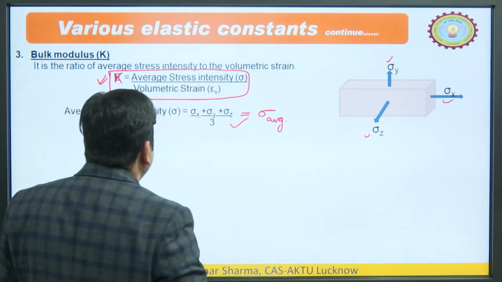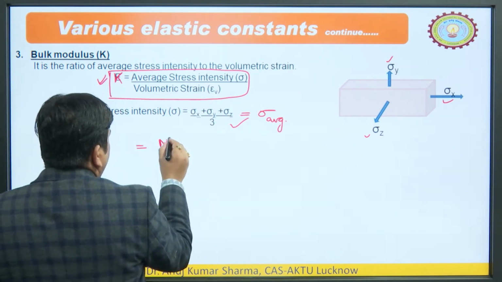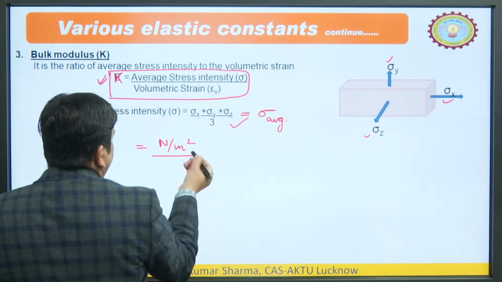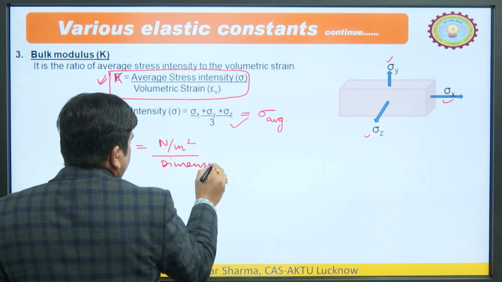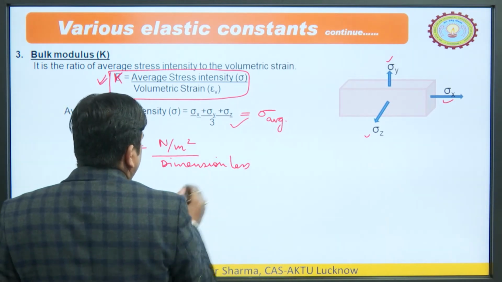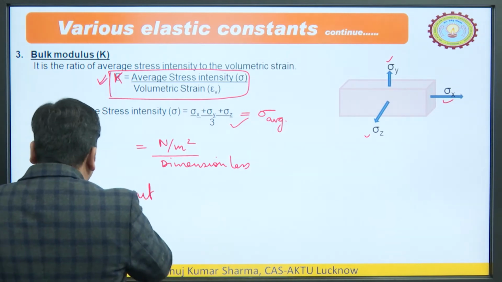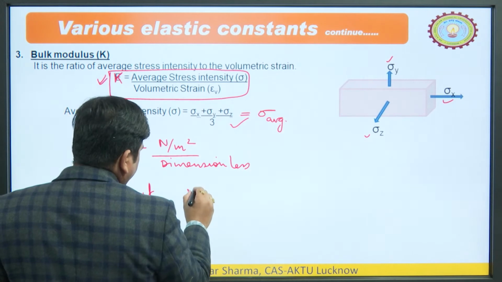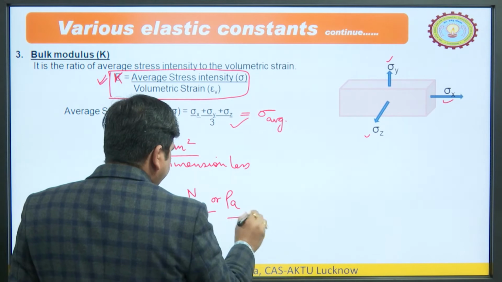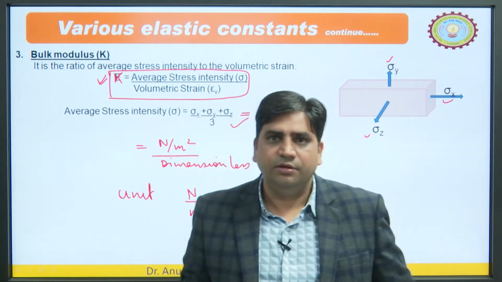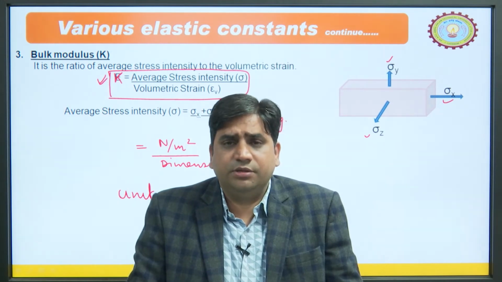The unit of bulk modulus is the same, stress upon strain, where stress is Newton per meter square and strain is a dimensionless quantity. So, the unit is Newton per meter square or Pascal. Generally Pascal is a very low value, so we generally apply it in megapascal, gigapascal like this.